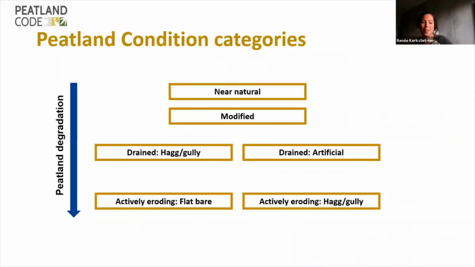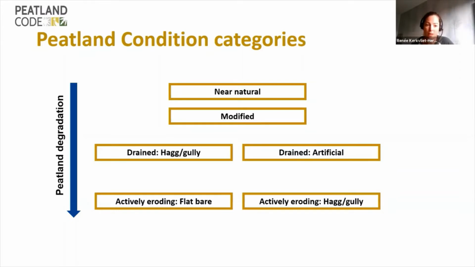So now let's get stuck into how the code actually works. In the Peatland Code, we use 4 different condition categories. From the worst at the bottom, actively eroding is divided into actively eroding flat bare area or actively eroding hags and gullies. Then the next up is drained. A drained hag or gully has a drainage effect, and an artificial drain obviously also has a drainage effect on your peatland. And then the next up are modified and near natural.